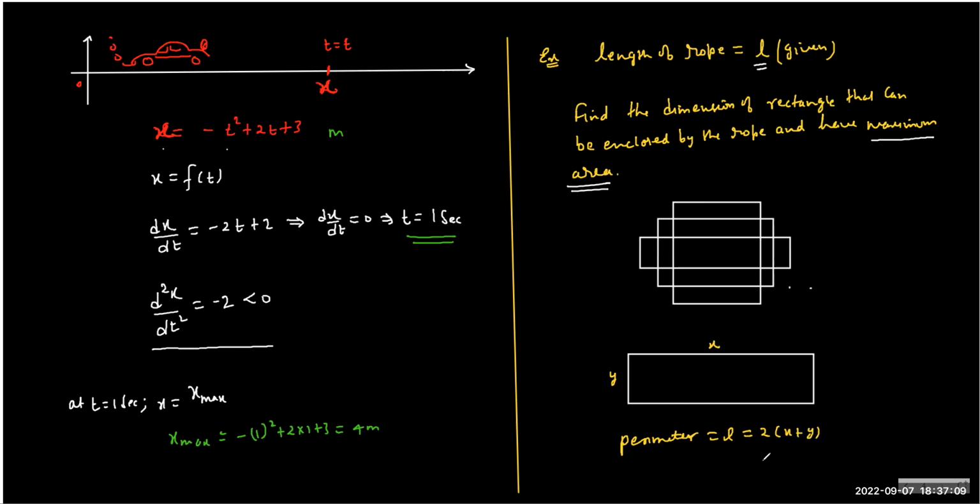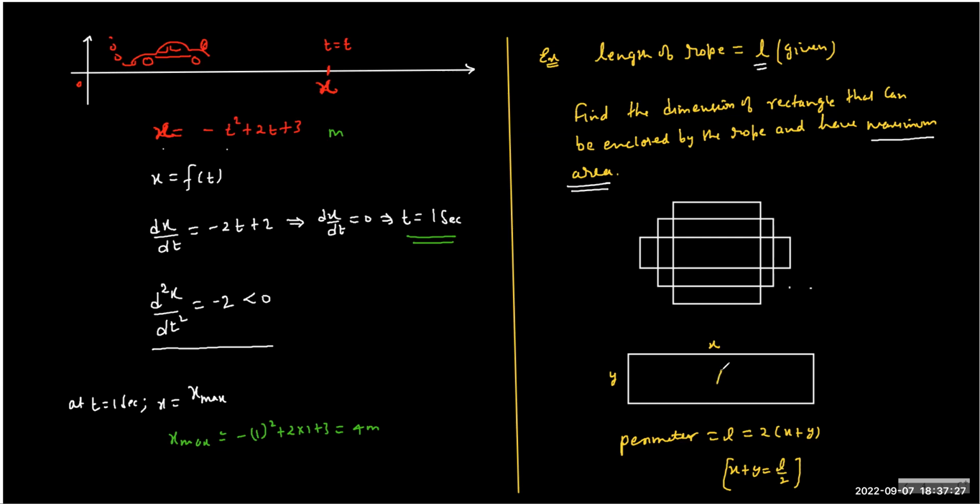So you got the relation between X and Y, isn't it? X plus Y equals L by 2. Is this clear? And why is this required? Because we want to relate multiple variables, because at the end we want only one variable.